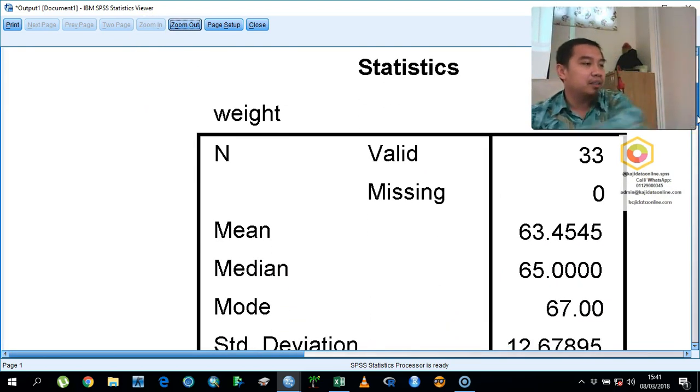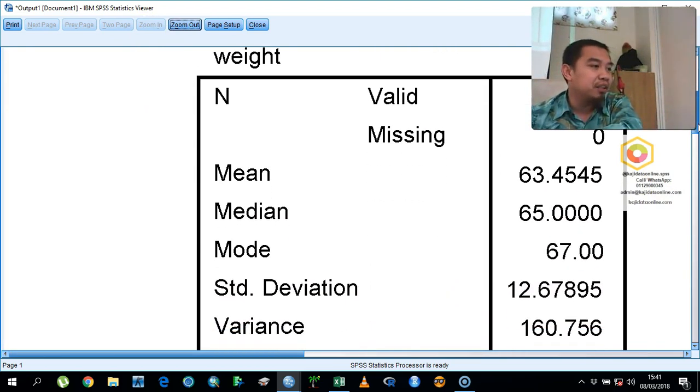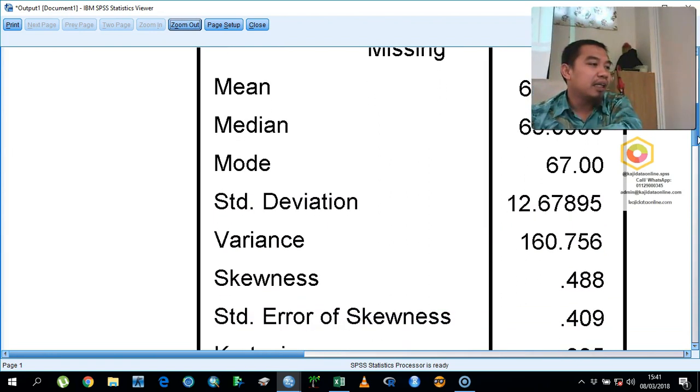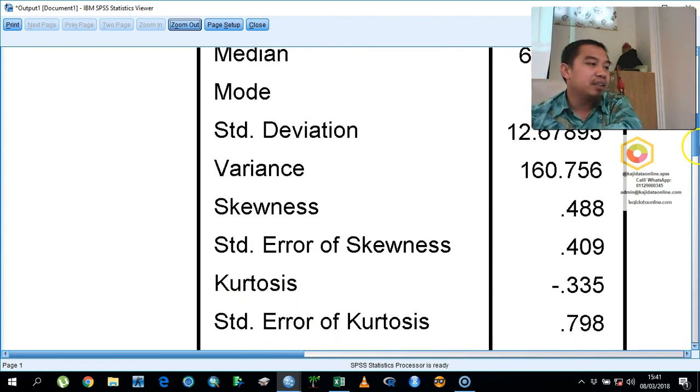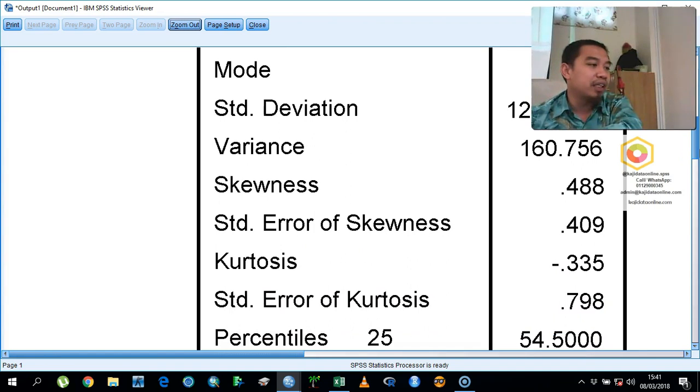Yes, we have the 33 data points, mean 63, median 65, mode 67, standard deviation is 12, variance is 160, skewness is 0.4, standard error of skewness is 0.4. So I'm asking you whether the data is normal or not normal based on this justification. What do you think? Normal or not normal, what do you think?